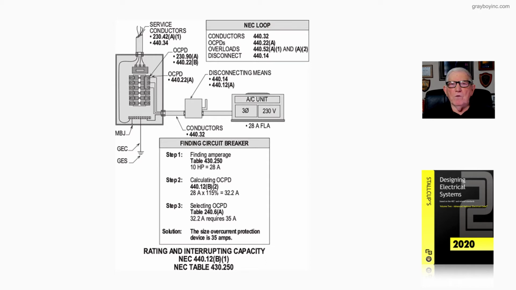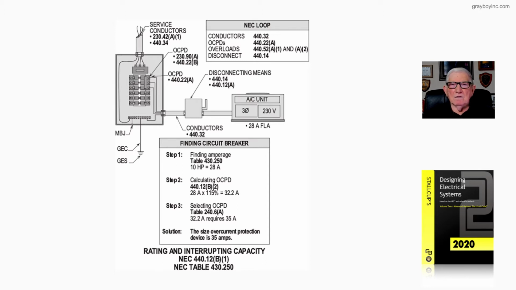Overcurrent protection, 440.22a, gives you the maximum, minimum size percentages to use. The overload setting, where you're actually setting the overloads, is 430.52a1 and a2. The disconnect is 440.14, its location. Now we're sizing the disconnect by 440.12b1. But now notice we're using the disconnecting means.